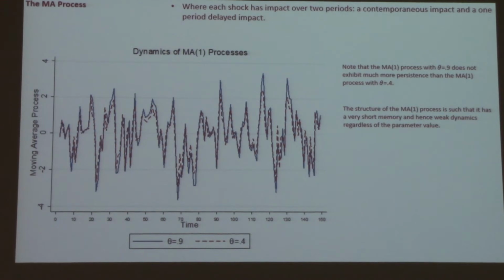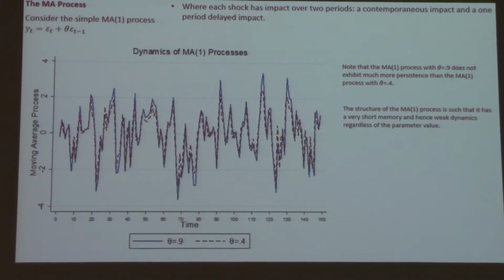Kind of indicating that this moving average structure is relatively, I guess I used the term short memory, but basically weak dynamics. There is some persistence, but it's not a real strong persistence. So it's not obvious like I had drawn before, where you got these cycles that we can't explain. Here there's an underlying cycle, but it's a relatively weak cycle.